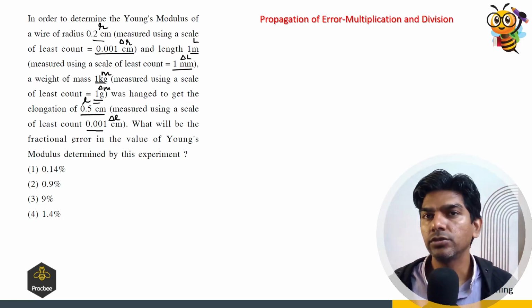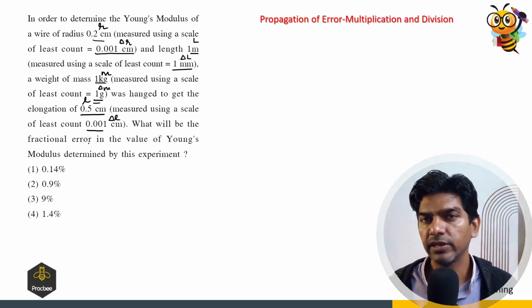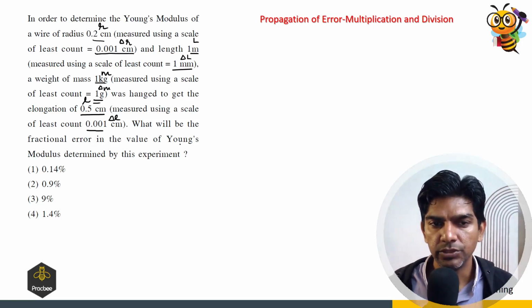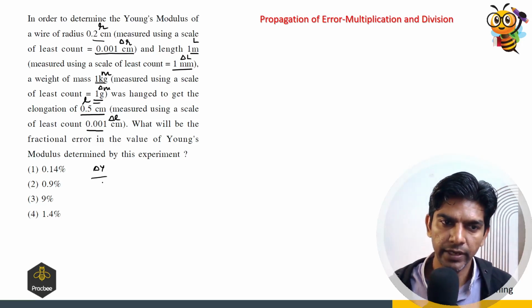What will be the fractional error? Basically they are saying fractional error, and in the option they have given percentage. So basically we have to find the percentage error in the measurement of Young's modulus. So delta y by y times 100 we have to calculate.